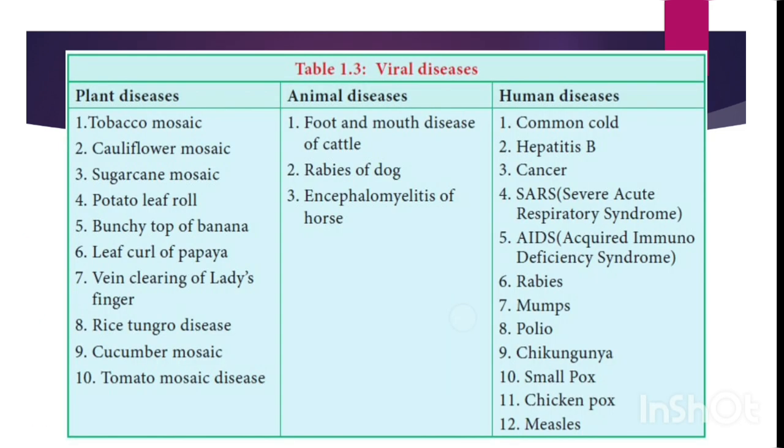Then these are some viral diseases. These are some plant diseases caused by viruses. One is tobacco mosaic, caused by the tobacco mosaic virus in the tobacco plant. Then cauliflower mosaic, then sugarcane mosaic. These are some animal diseases caused by viruses. These are some human diseases caused by viruses. So it is all about viruses.